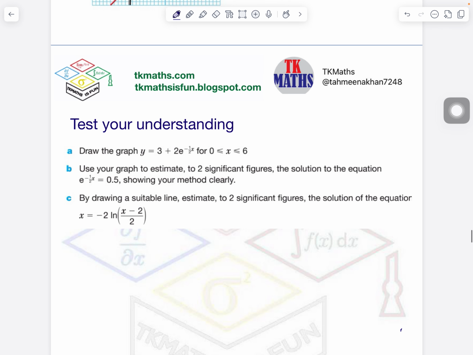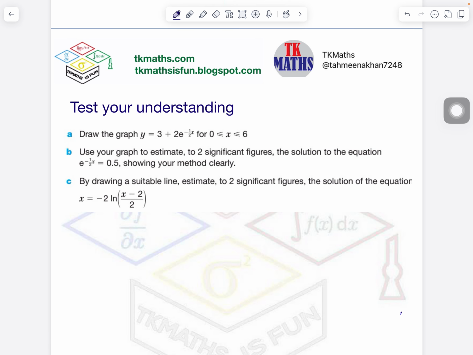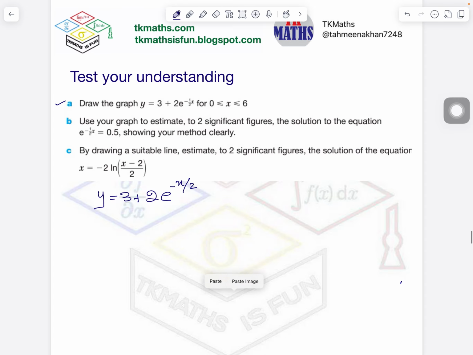Okay, so now the graph may not be very accurate, but you understood how you will see it when you have graph paper. So let's start the first part. Draw the graph of y equals 3 plus 2e^(-x/2). Now I know it is an exponential curve, so it will pass through the y-axis and I will have a horizontal asymptote, correct?